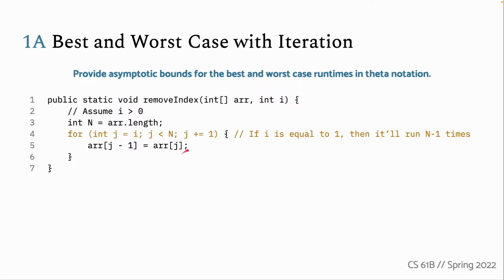Now, in the worst case, if i starts off equal to 1, which we'll do because we're assuming that i is greater than 0 from the start, then it will run n minus 1 times, and that is the worst case. So in that case, the worst case runtime is theta of n.